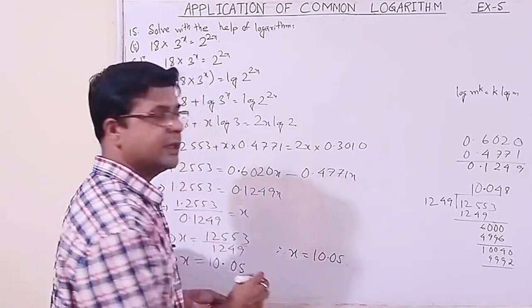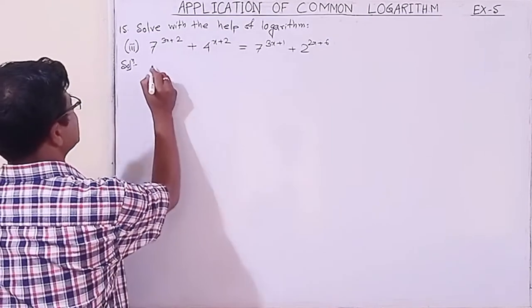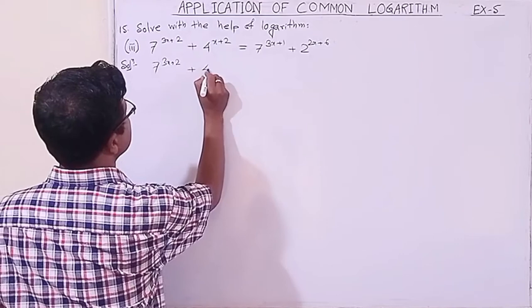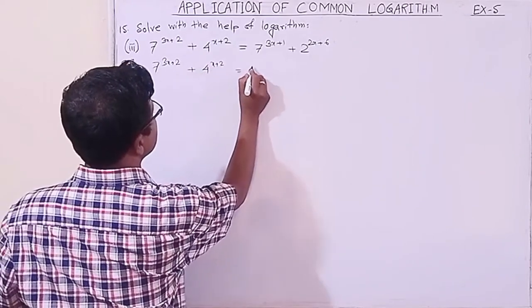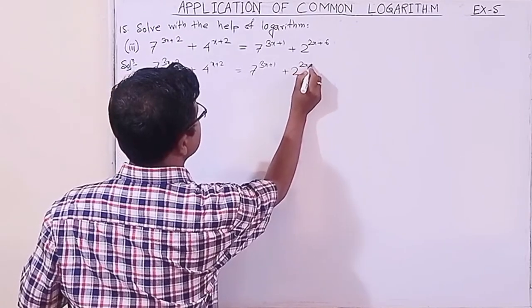Okay, now let us move to the third one. Now my dear students, we have taken number 3. Let us solve it. At first let us write the question. It is also simple, so it will have a simple solution. You will see: 7 to the power 3x plus 1, 2 to the power twice x plus 6.